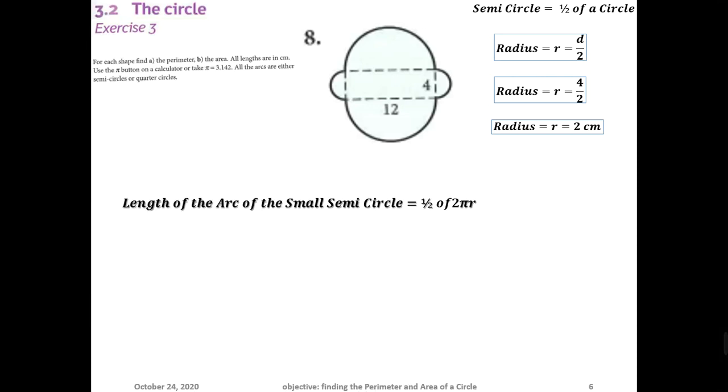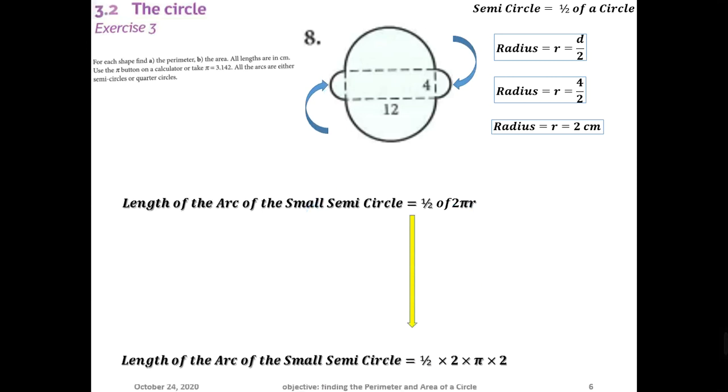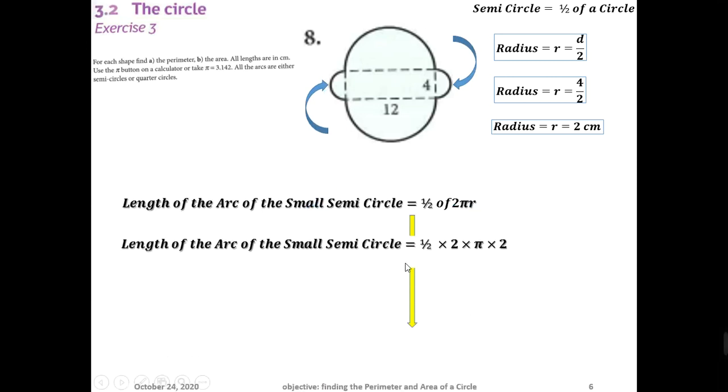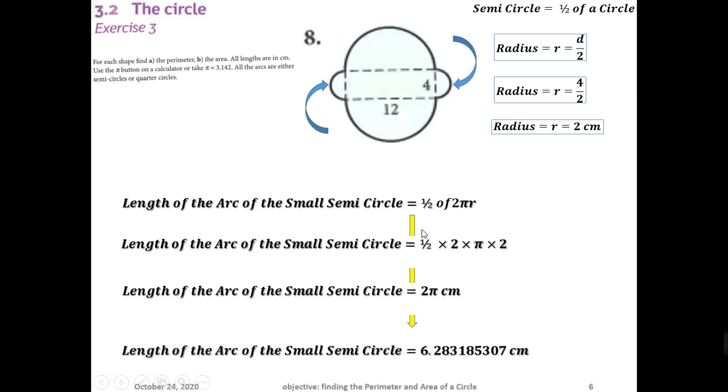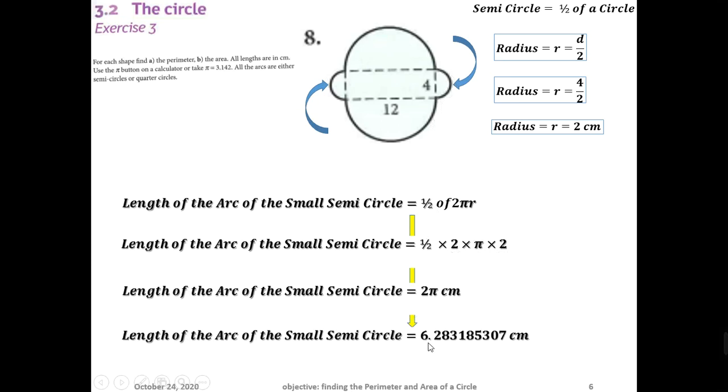Substitute the value of r, which is 2, in this general formula. So it's going to be half times 2 times pi times 2. Now write the answer in terms of pi. Half times 2 is 1, and 1 times 2 is 2 pi centimeter, the length of this small arc. The answer as a decimal is 6.28 centimeter, and this is correct to 3 significant figures.